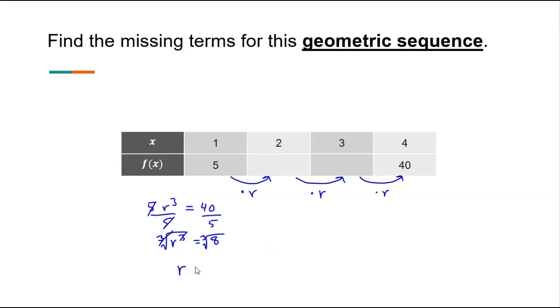So here we get r equals 2. Let's see if that works. We multiply by 2 at each step. We get 5 times 2 is 10. 10 times 2 is 20. 20 times 2 is 40. It did work.